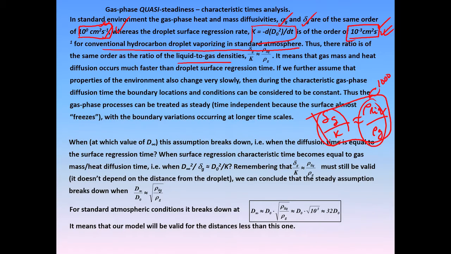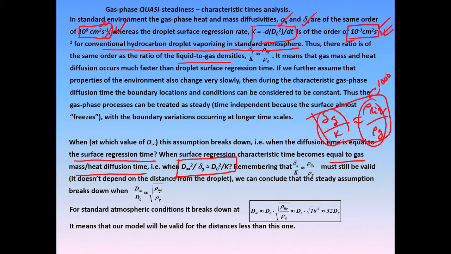So, thus the gas phase processes can be assumed to be steady, time independent, because the surface almost freezes during that period, the surface does not see anything else, with the boundary variations occurring at much longer scales. Now, the question then remains: at what value of d, that means the separation distance, does this assumption break down? That means when the diffusion time is equal to the surface regression time, that is, when the surface regression time becomes equal to the gas phase heat and mass diffusion time.